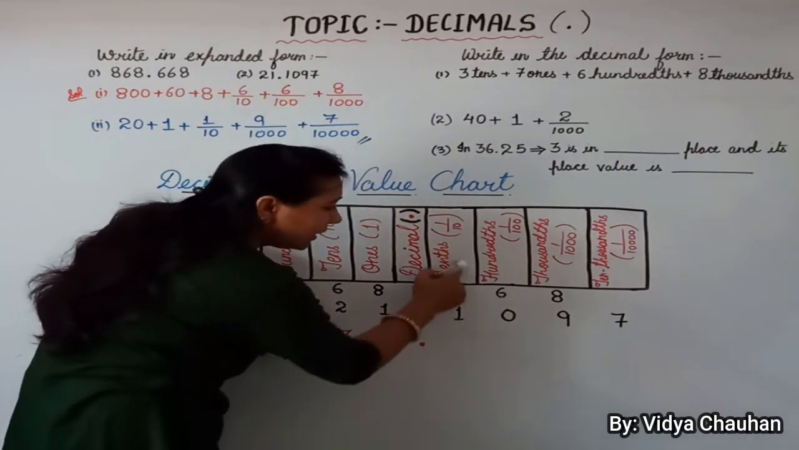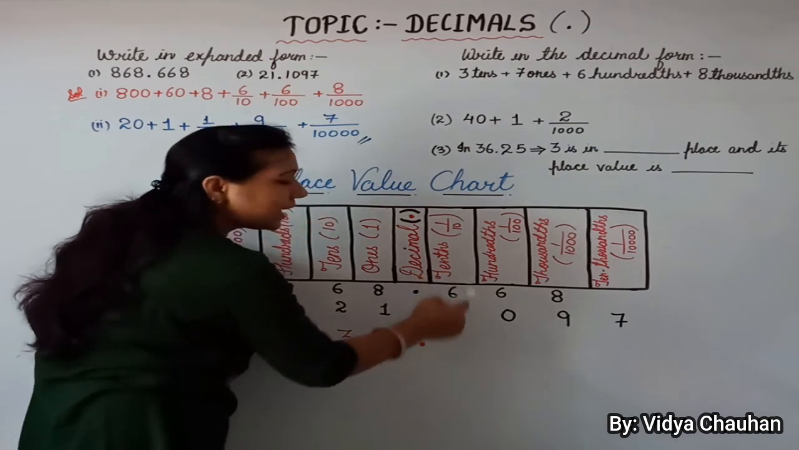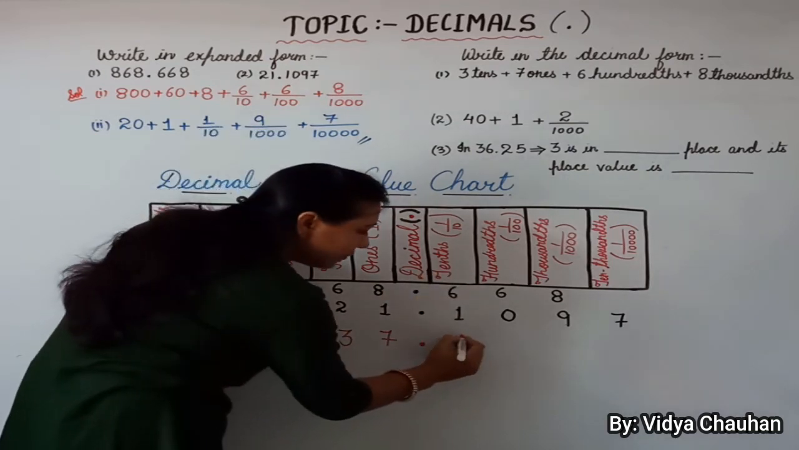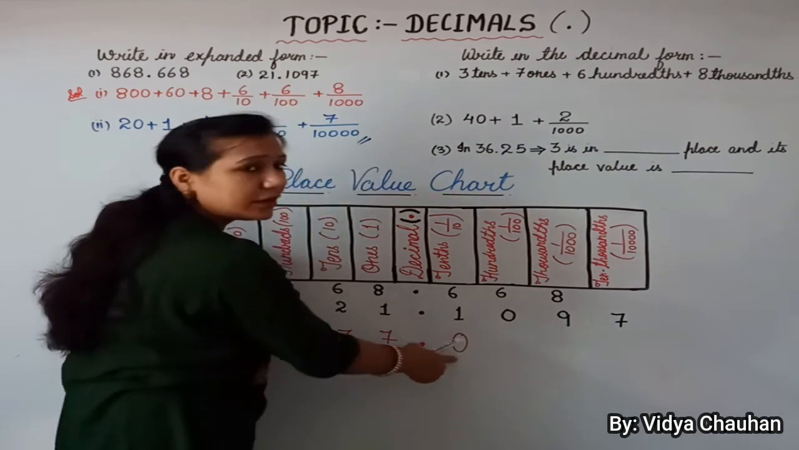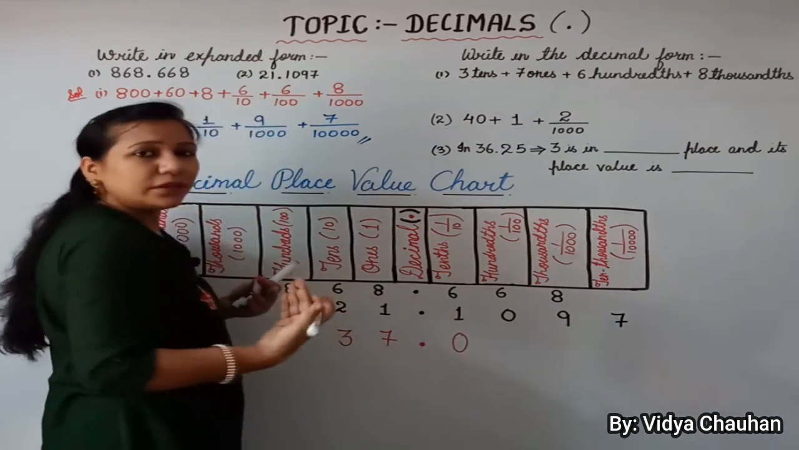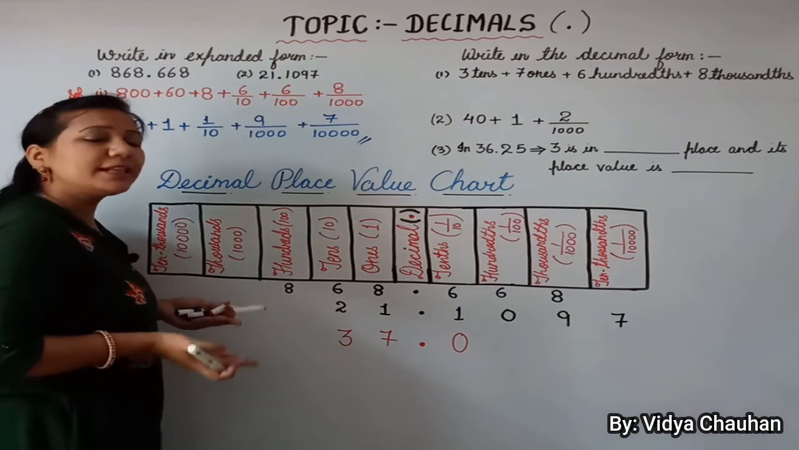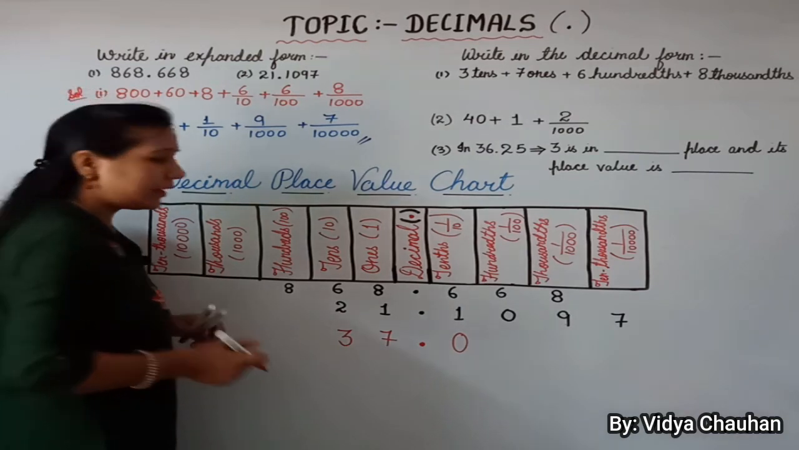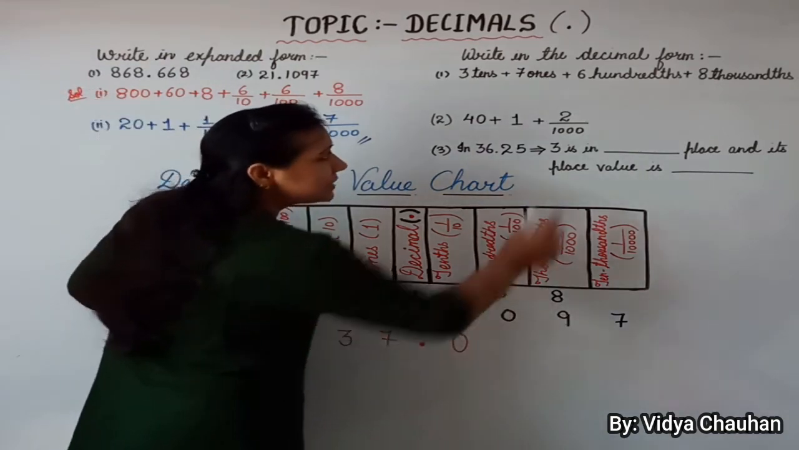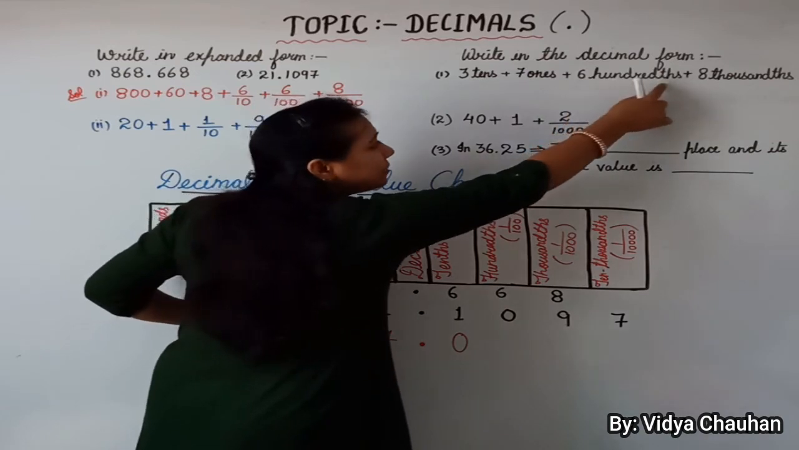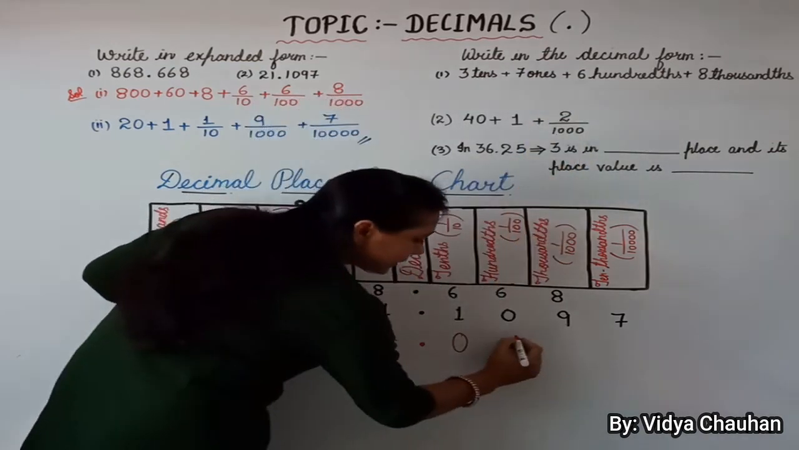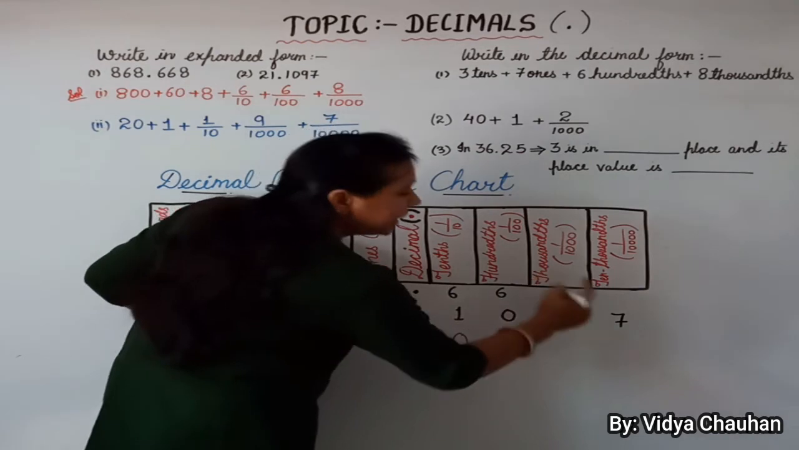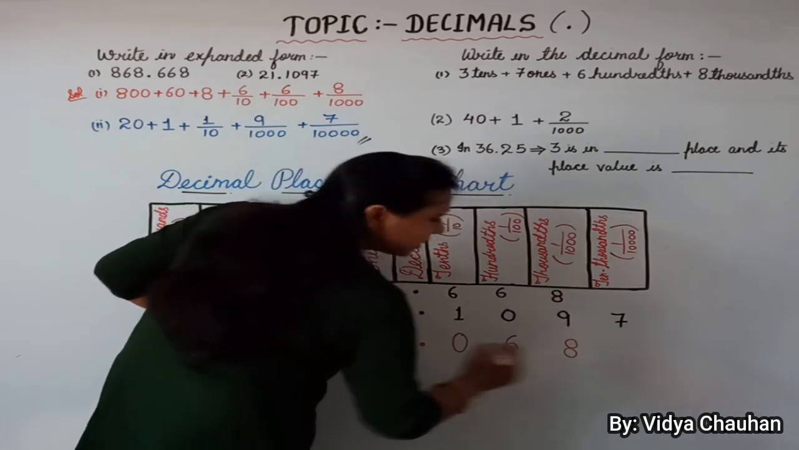After that, we do not have any digit at tenths place. It means we have 0 at the tenths place. When no digit is there at any place, that means 0 is there. So 0 at the tenths place. After that, at hundredths place, we have 6. And at thousandths place, we have 8.